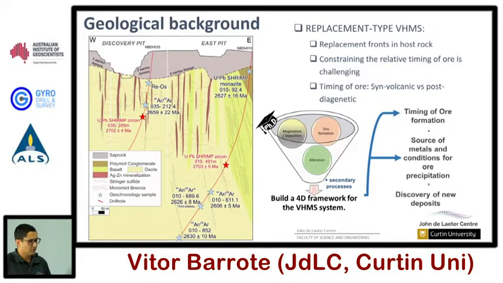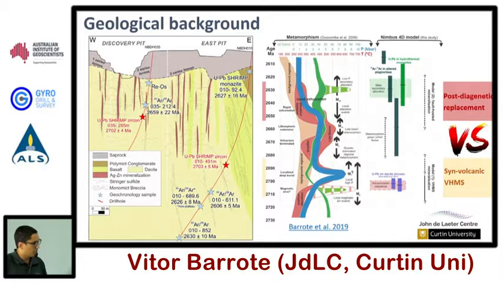For the case of the Nimbus deposit specifically, throughout my study I've identified two main significant events: one at 2.7 billion years, which is the volcanism, and then a younger alteration event at around 2640 million years. So you have two competing models: one of syn-volcanic ore, and another one that means this ore was actually formed at a later time.